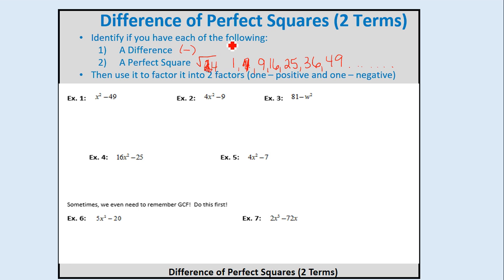So identify first if we have a difference. Notice in example 1, I do see a subtract sign. It is a difference. Do I have perfect square values for the coefficients? What number's in front of the x squared? 1. What number's at the back? 49. Is 1 a perfect square? Certainly. Is 49 a perfect square? Yes. That means I can use the difference of perfect squares pattern to help me factor. Now to do that, you must remember that because I only see two terms, that means the middle term, the x's, have canceled out. They were opposites of each other.